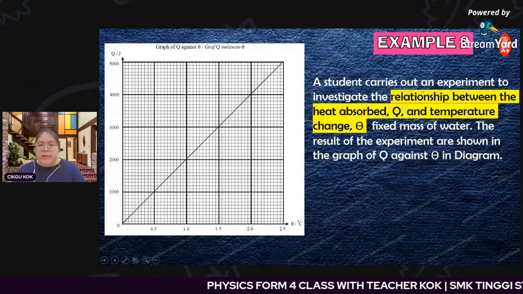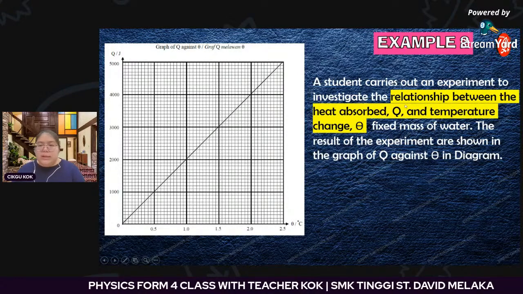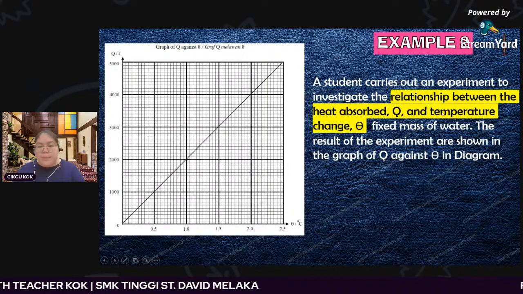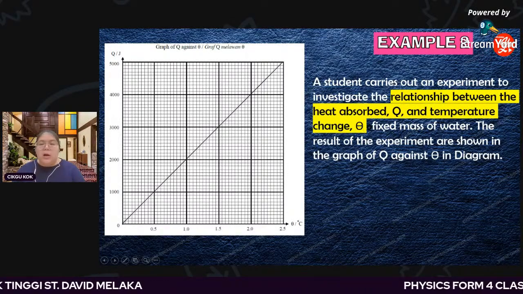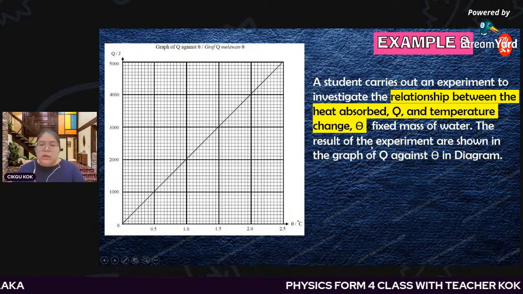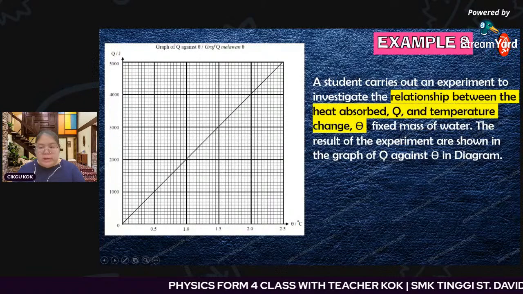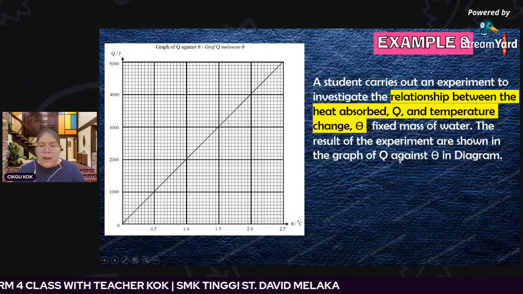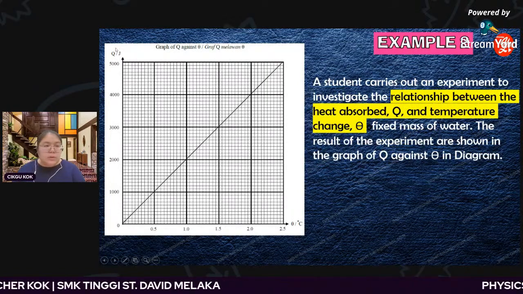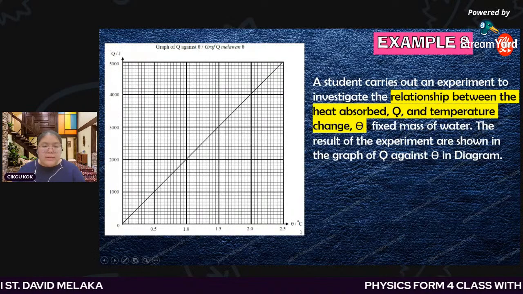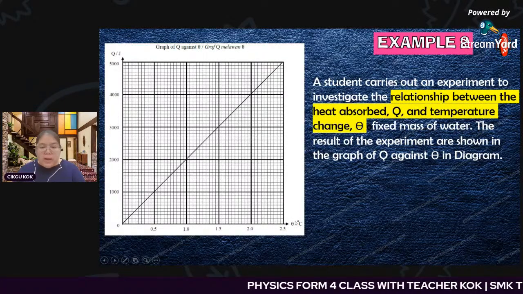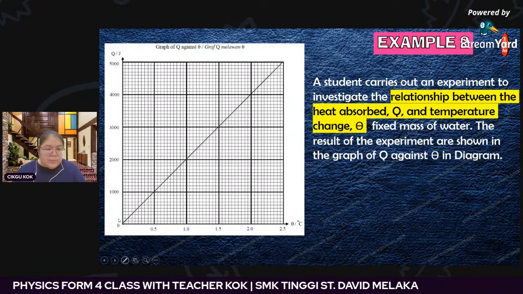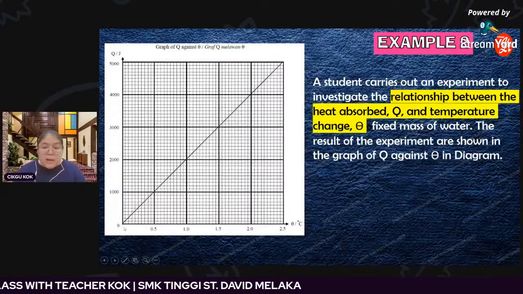A student carries out an experiment to investigate the relationship between the heat absorbed, Q, and the temperature change, delta theta. The mass of the water is fixed. The result of the experiment is shown in the graph of Q against theta. So Q against theta means Y against X. The Y axis is Q, and the X axis is theta. So from here you can see the graph. Let's see the question. This one memang is directly proportional because the graph passes through the origin.